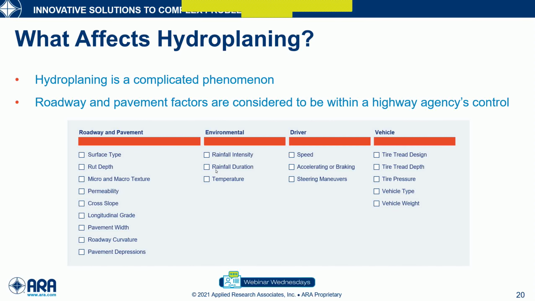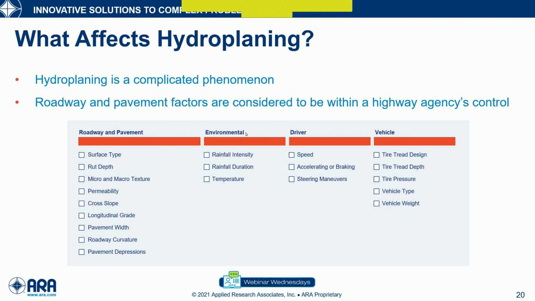Hydroplaning is a complicated phenomenon, and it is affected by a number of factors, and these factors can be grouped into four categories. The first is the roadway and pavement geometry, where we have the surface type: if it is asphalt pavement, open graded or dense graded; if it is concrete pavement, longitudinally grooved or transverse grooved. We have the rut depth, because water may pond in these depressions, and the texture is really important, as well as the permeability, cross slope and grade, and some other geometry features such as the width, the curvature, and pavement depressions.